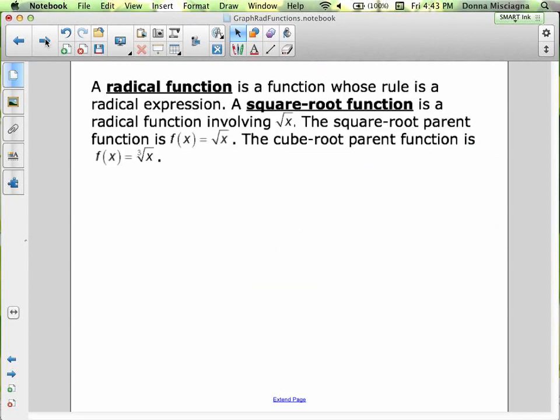So just a little background on the relationship between the radical functions and their inverses. A radical function is a function whose rule is a radical expression. It has to have a radical in it. Makes sense, right?